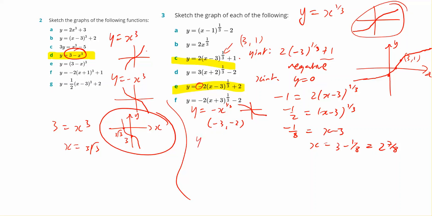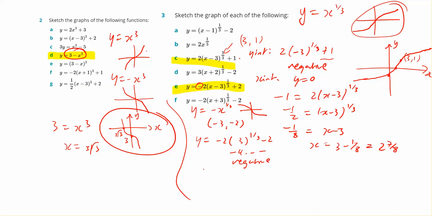My y-intercept would be y equals negative 2 times 3 to the power of a third, minus 2. So this would be 1 point something. 1 point something times negative 2 would be negative 2 point something. So this again, well, this will be negative 4 point something. Okay, so it's negative overall.